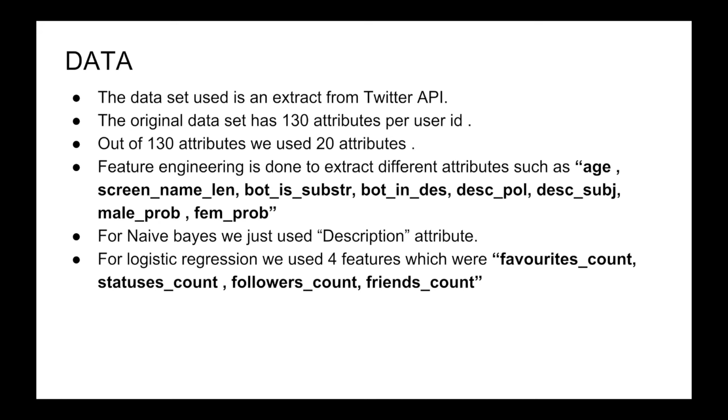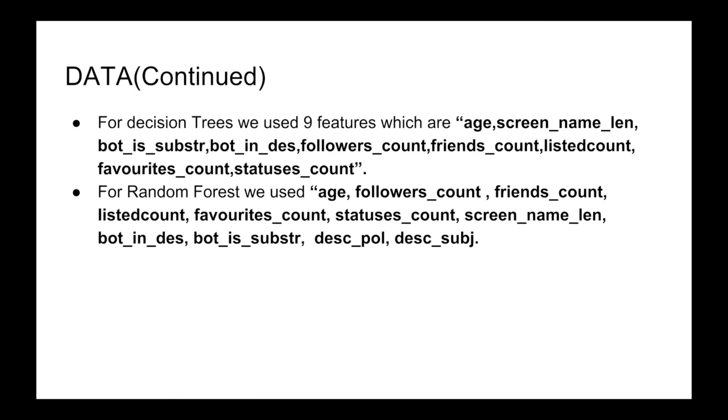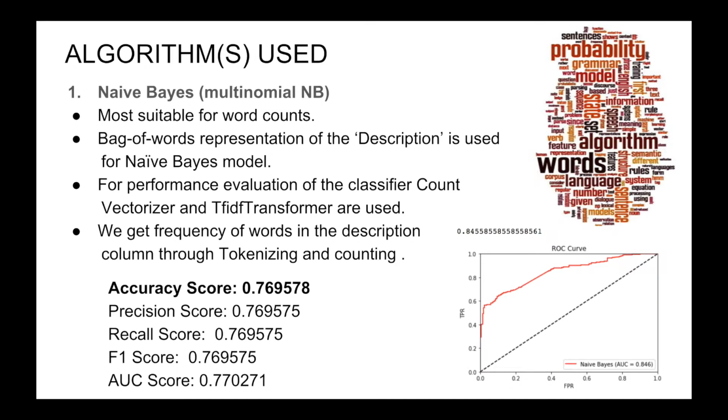For naive Bayes, we used only the description attribute, and for logistic regression, we used 4 of the user's social statistics. For decision trees, we used 9 features, which were the age of the account, the length of the screen name, the occurrence of the word bot in the screen name and description, and the rest of the social statistics. For random forest, we used the same 9 features, as well as the polarity and subjectivity of the description. And now Ashish will tell us about how we use naive Bayes.